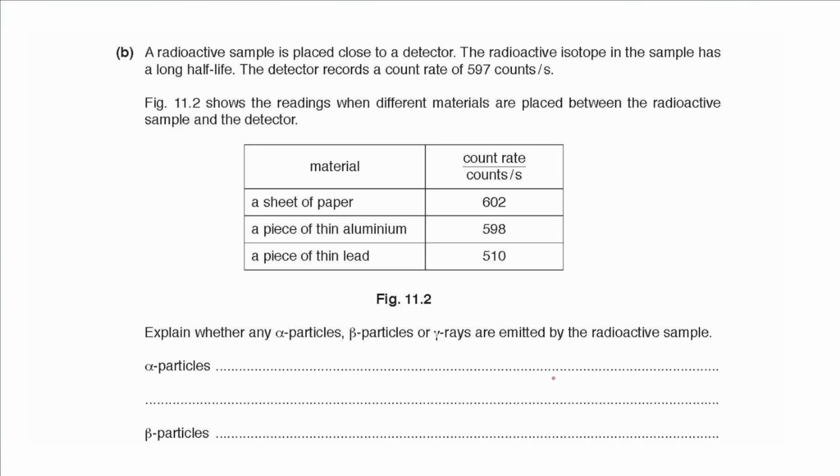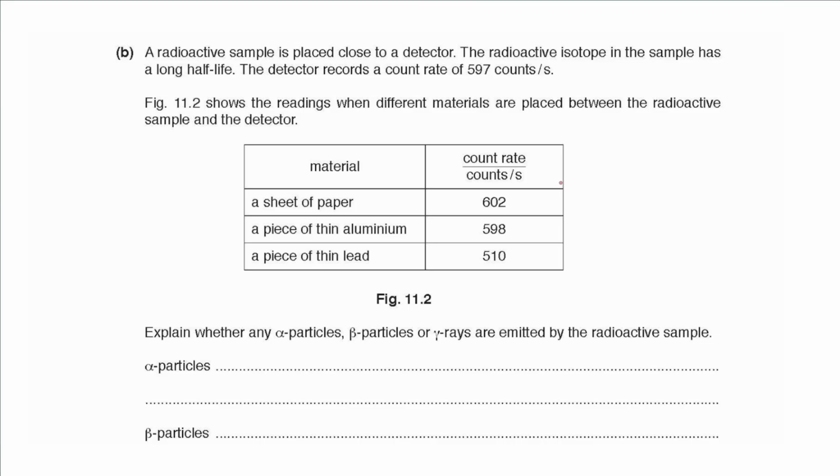Part B says a radioactive sample is placed close to a detector. The radioactive isotope in the sample has a long half-life. The detector records a count rate of 597 counts per second. Figure 11.2 shows the readings when different materials are placed between the radioactive sample and the detector. We have a sheet of paper, a piece of thin aluminum, and a piece of thin lead, and we are required to explain whether any of the alpha or beta or gamma radiation are emitted from the radioactive sample.